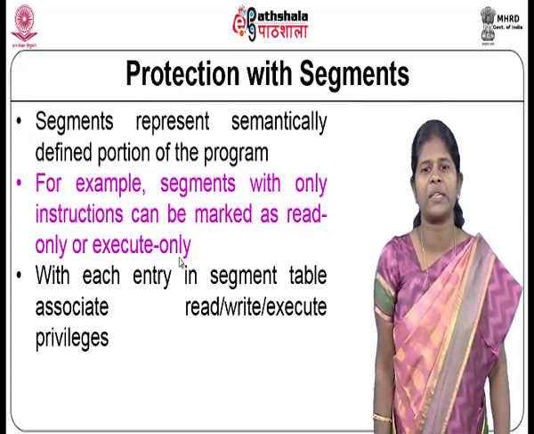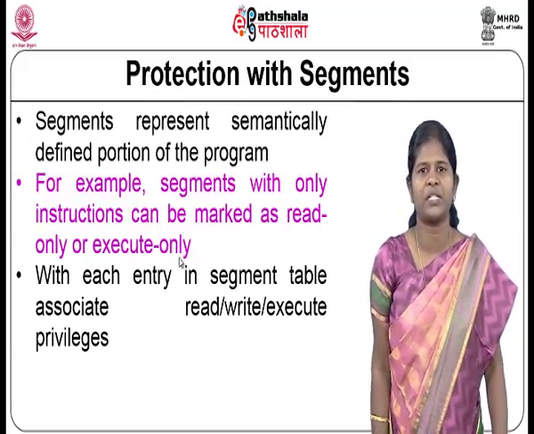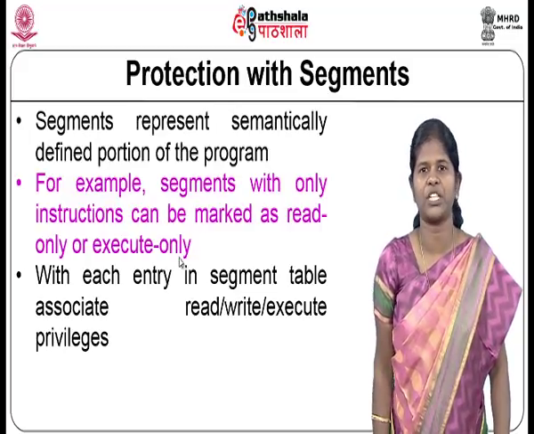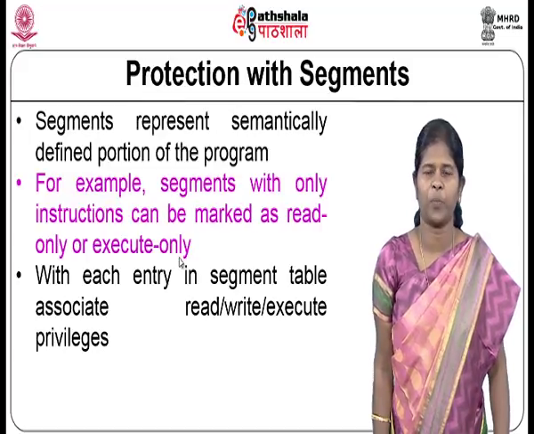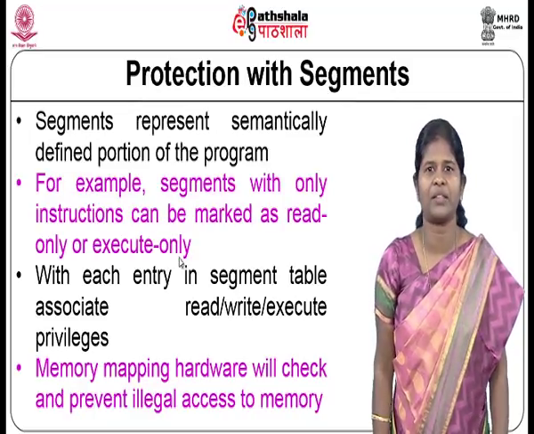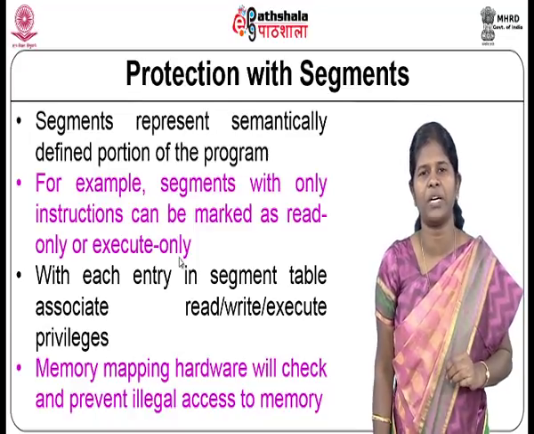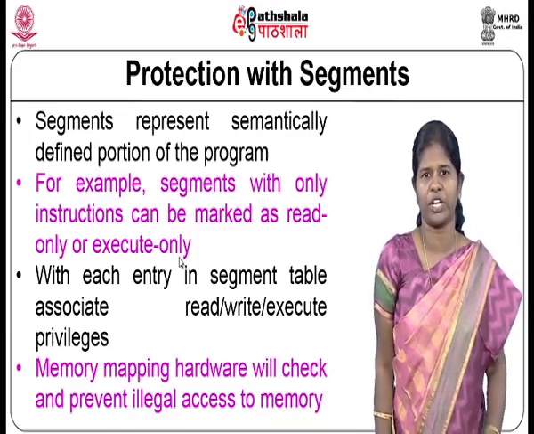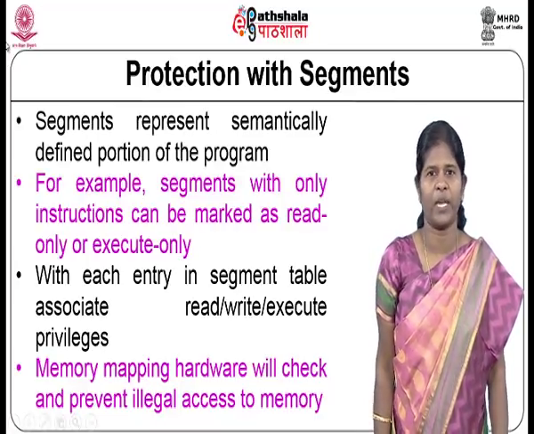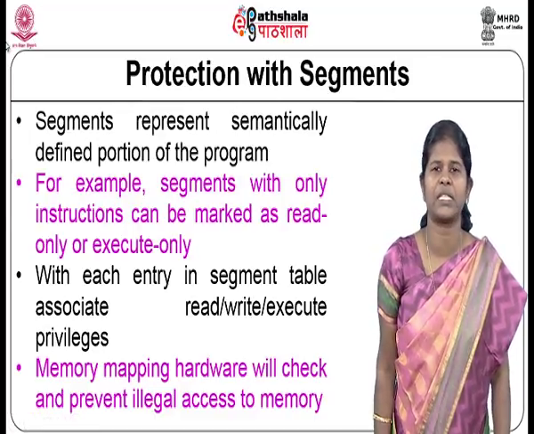So, how is this made possible? With each entry in the segment table, you can associate bits for read, write and execute. And depending on the type of the segment, the bits can be assigned appropriately. And whenever a memory mapping needs to be done, for the memory address that is generated, you just check if the access to that particular segment is as given in the protection bits. Only if it is the same, then access is allowed, else you prevent such an access. So, thereby you can prevent illegal access to the memory.